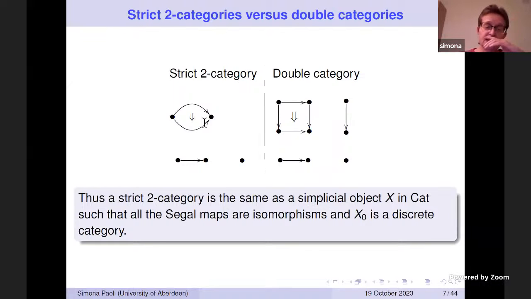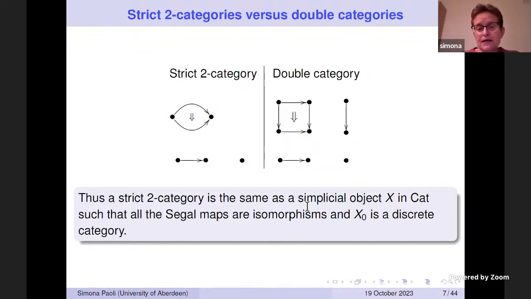So you can say that if you want to describe strict two categories simplicially, a strict two category is a simplicial object in Cat, such that all the Segal maps are isomorphisms, but X0 is a discrete category. This is just another way to say that you have a category enriched in Cat. But I really want to concentrate on this particular description, because as I'm going to illustrate, there will be something formally similar to this description, except that instead of the simplicial delta, we're going to use the fat delta.